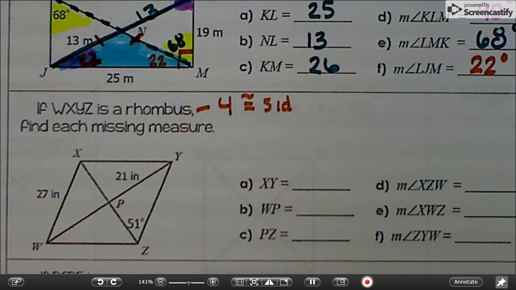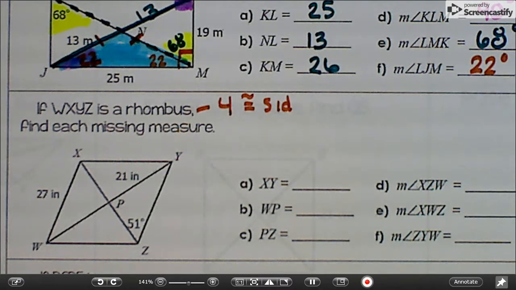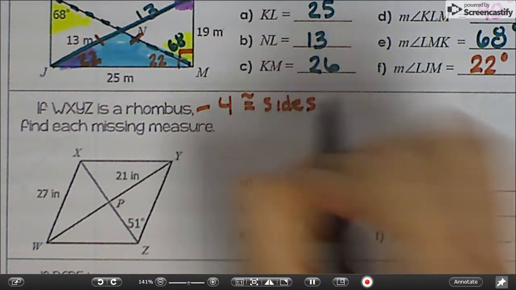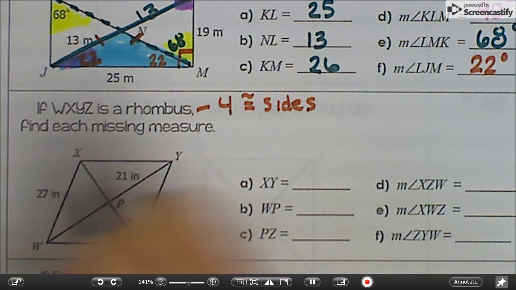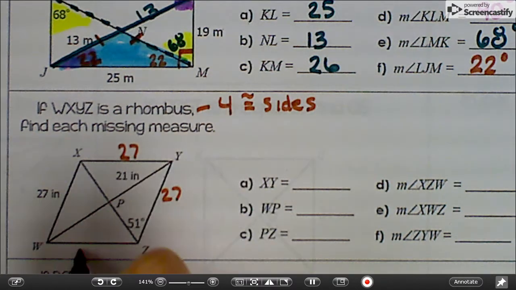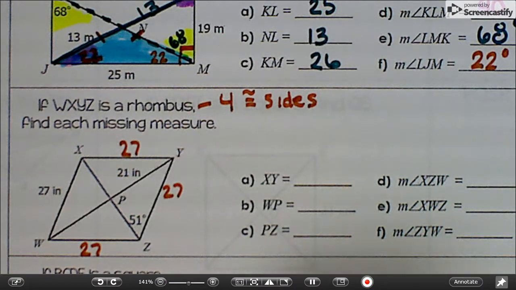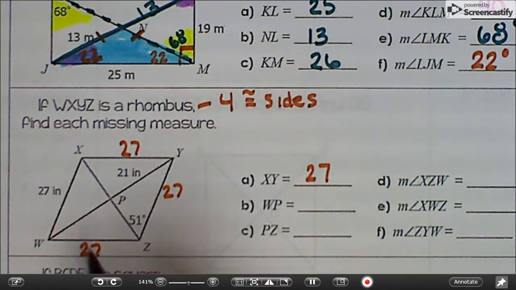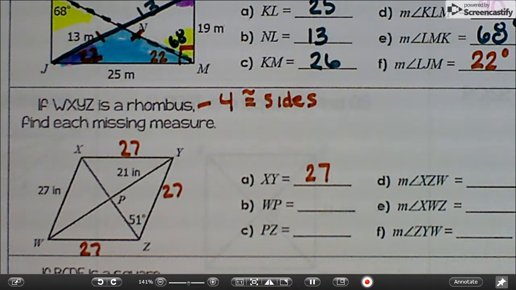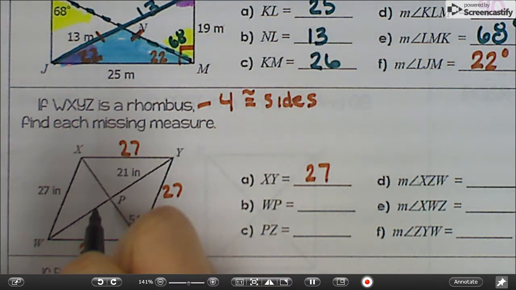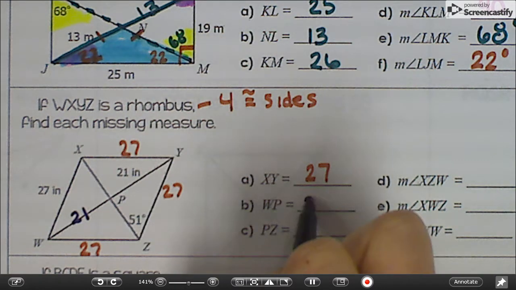All right, so what we just talked about was that rhombuses are made of 4 congruent sides. It's a parallelogram with 4 congruent sides. So that means if one of the sides is 27, all of the sides are 27. Like that. So XY is 27. WP, which is this piece, has to be what? What do you think? In a rhombus, diagonals bisect each other, just like any parallelogram, so that has to be 21 also.